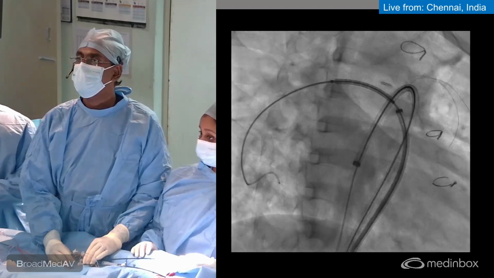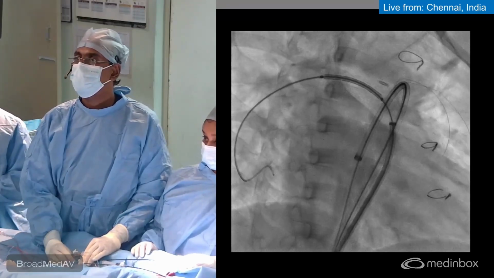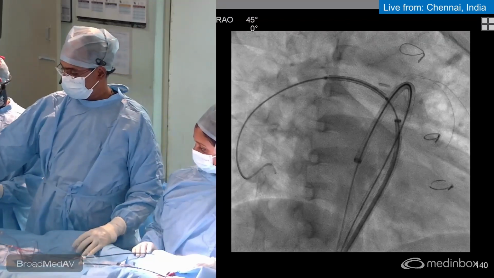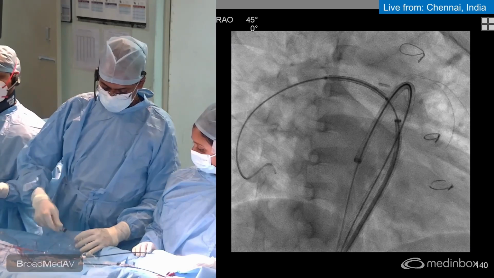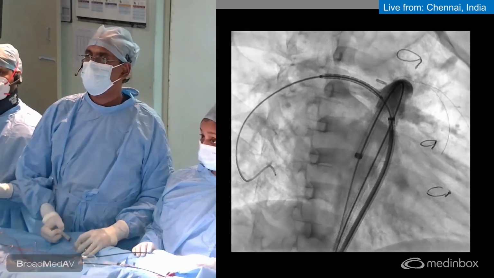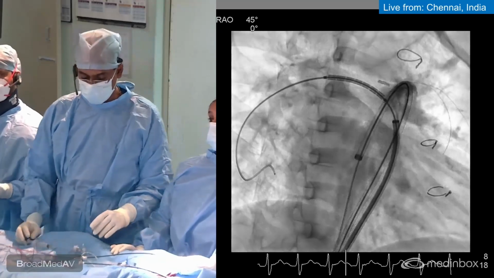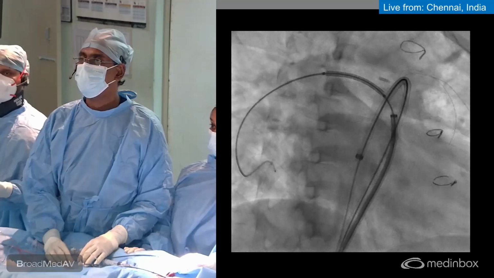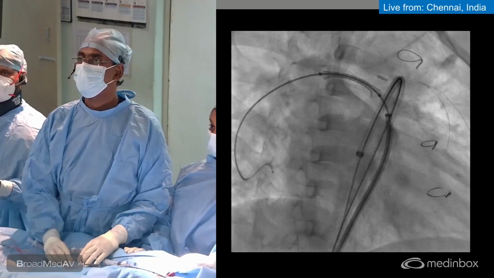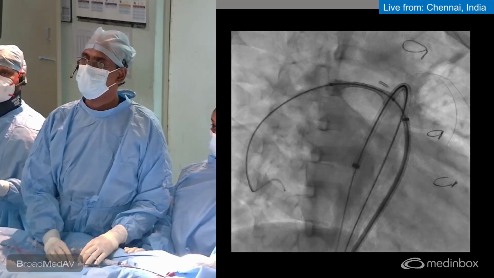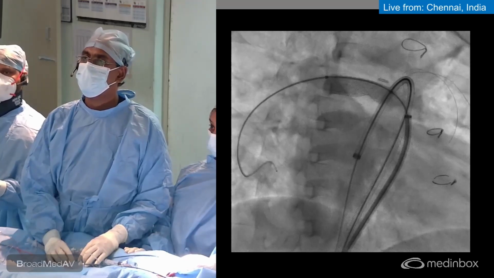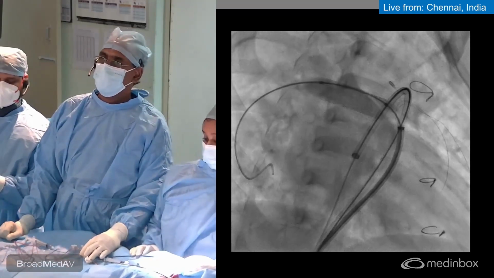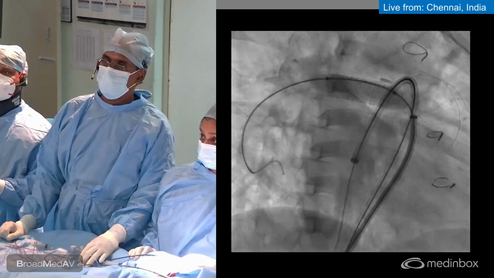So let us try to keep that metallic clip as our guideline. And I'll peel back the sheath now. I'll just make one more angiogram now. Yeah, the position seems fine. So you can slowly start inflating. I'm starting to inflate now. Yeah, keep inflating. Go up to 10 to 11 atmospheres. 10 atmospheres, and 11 atmospheres.